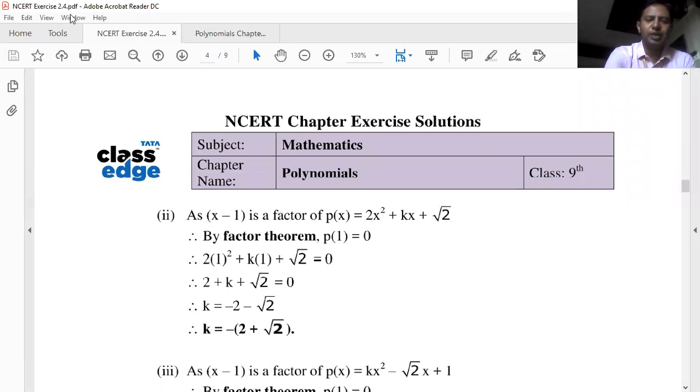So k is minus of 2 plus root 2 in the bracket, or k is equal to minus 2 minus root 2. While taking the minus sign common, we can write it as minus sign bracket 2 plus root 2 as well.